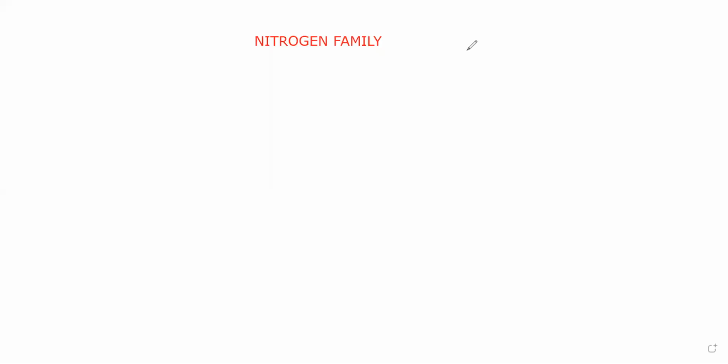Let us continue the nitrogen family. In the nitrogen family, we will go for the preparation of nitrogen. Nitrogen we can prepare from atmospheric air. Atmospheric air contains nitrogen, which we will take for fractional distillation. We will get nitrogen.